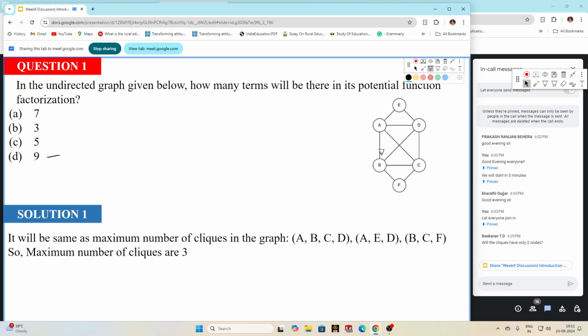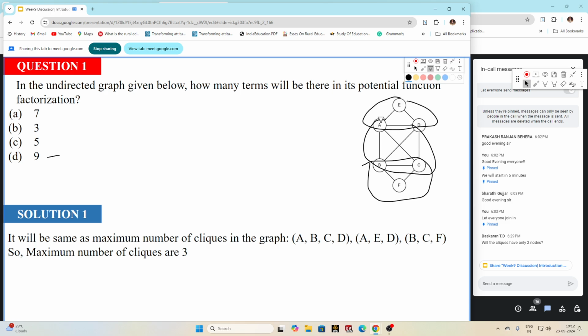So in the graph, we are basically forming three cliques. That is AED, this is a clique. Then ABCD, this is a clique. And then BCF, this is a clique. So we are basically forming three cliques. Can more cliques be formed?